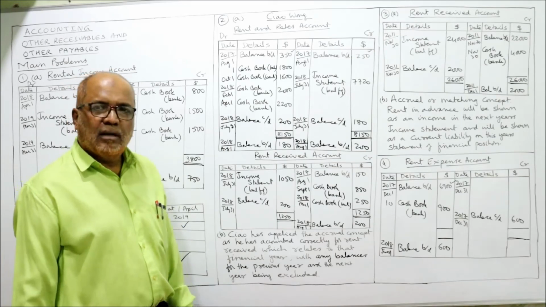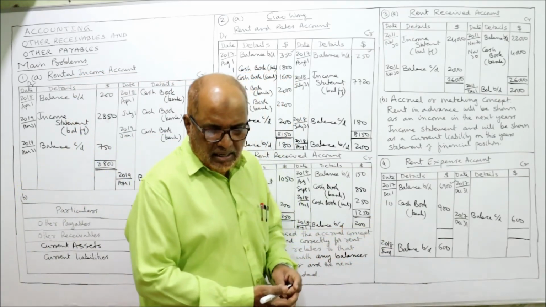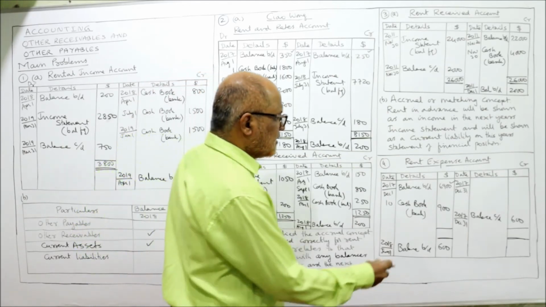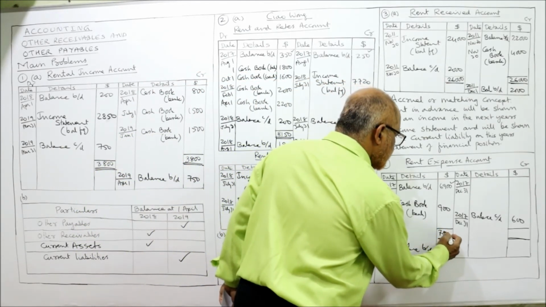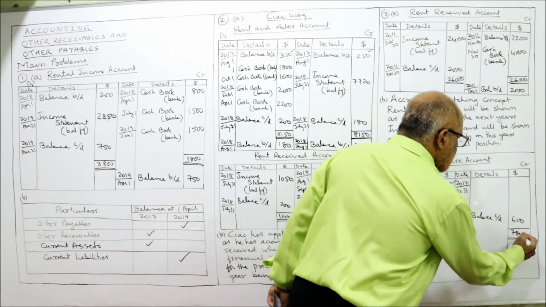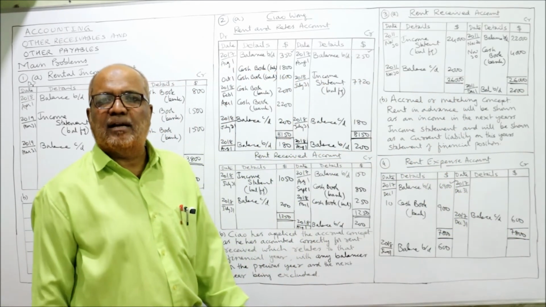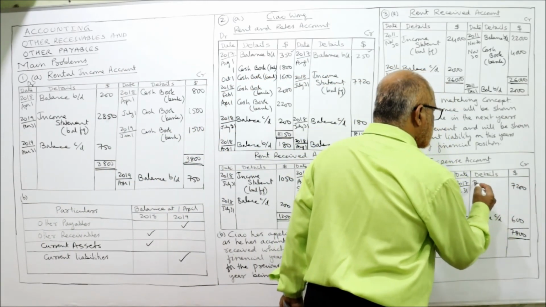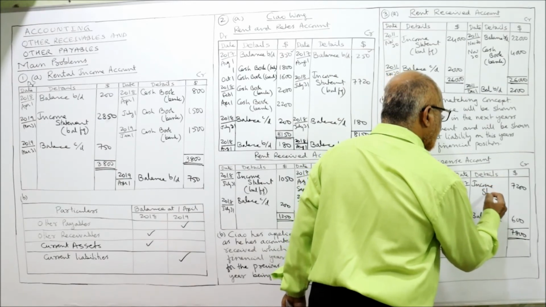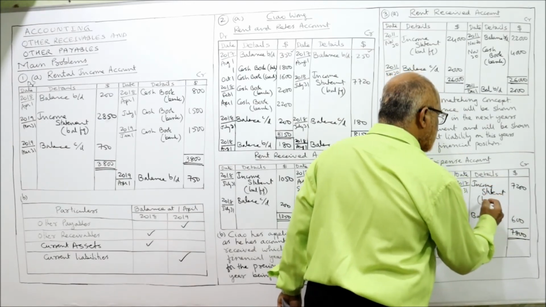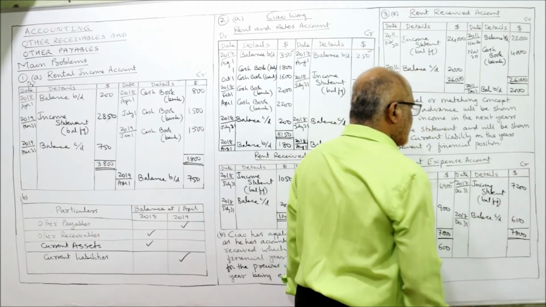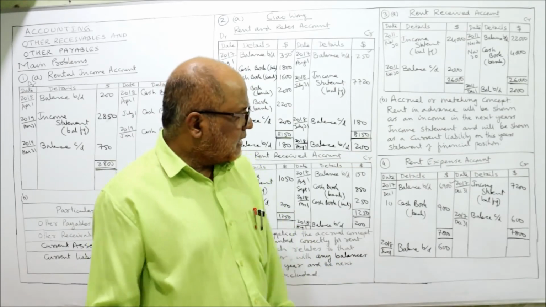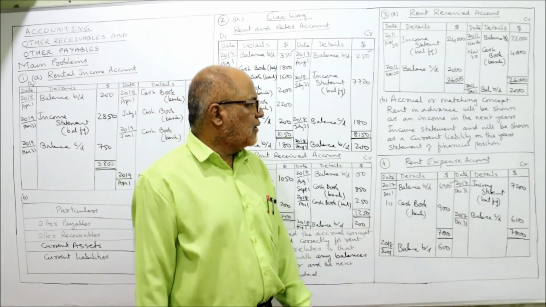That's it. Now take the total on the credit side. 6,900 plus 900 comes to 7,800. Here also 7,800. 7,800 minus 600 is 7,200. So 7,200 will be transferred to income statement, balancing figure. That's all. Over. This is the end of problem number 4.